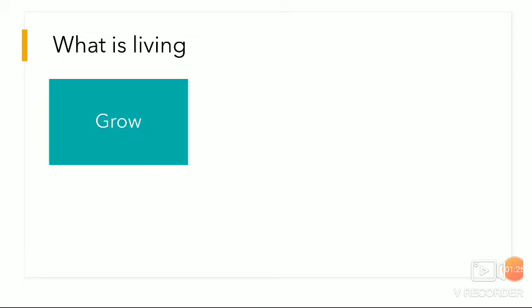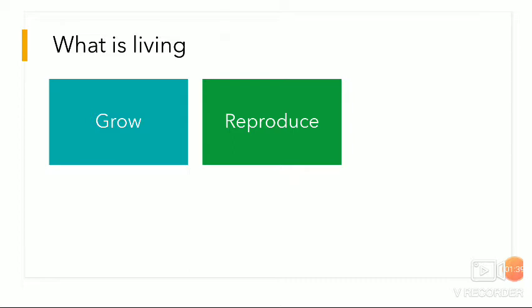So let's start. Very first, we will talk about what is living. How can we differentiate between living and non-living? Living things can grow, all plants and animals grow. Then they reproduce, they can make their own copy. This is reproduction, generation after generation, to keep the species in existence.